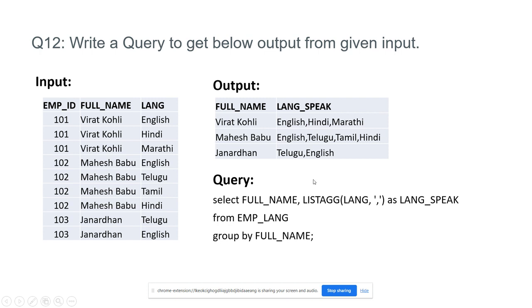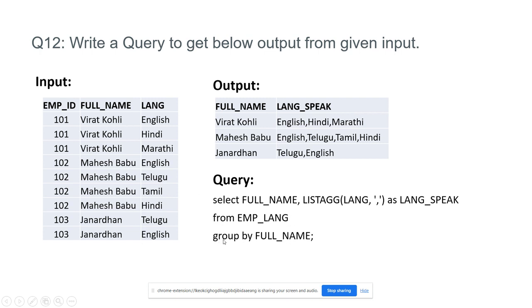We have a function called LISTAGG, the list aggregator. This will aggregate the data, and it will separate using whatever delimiter we apply here. I can write a query like this: select full name, LISTAGG of language. The language field I want to aggregate, and I want to separate by comma. You just put whatever delimiter here, and I'm giving an alias name languages_speak, from employee_language.